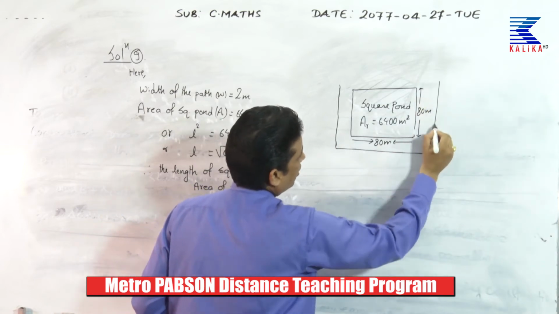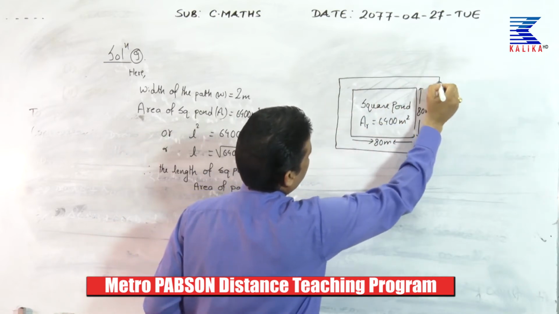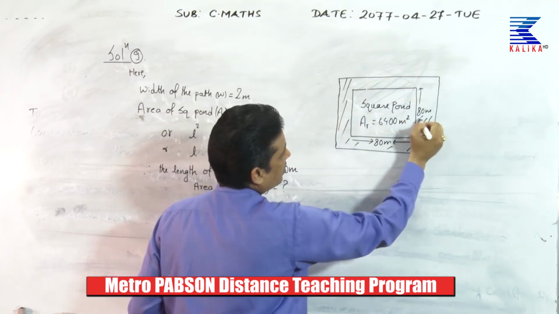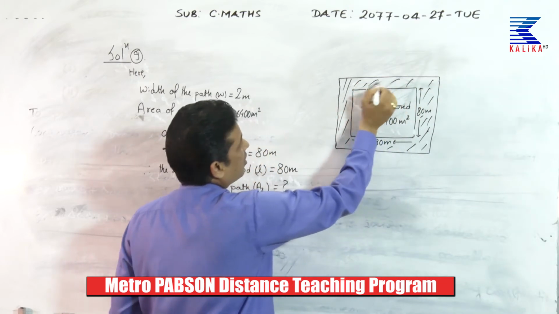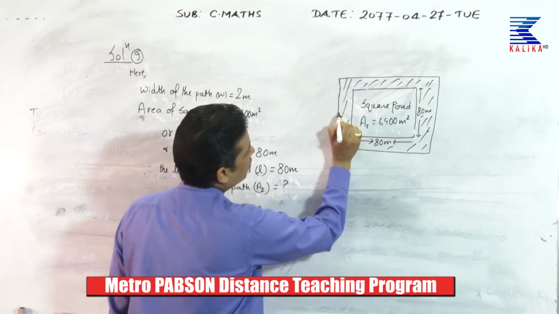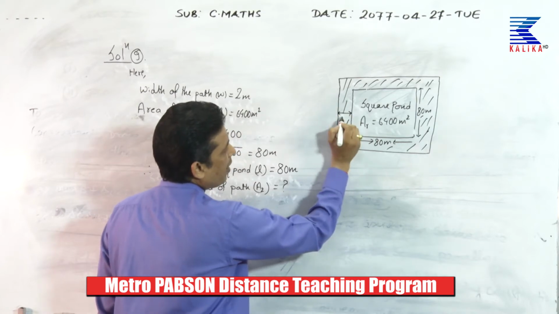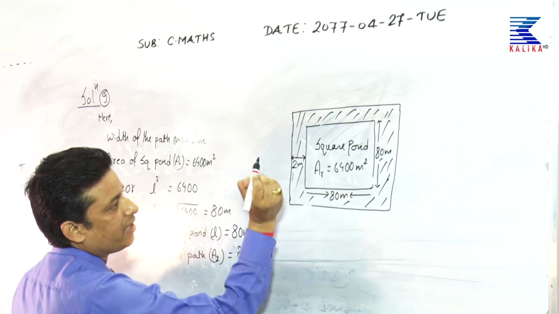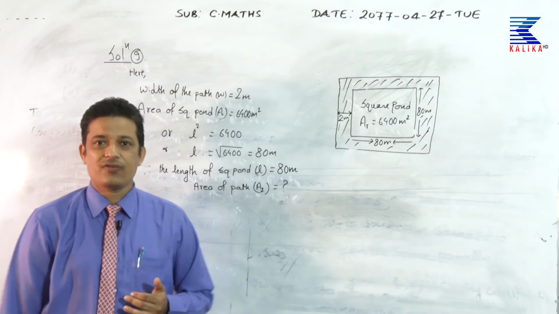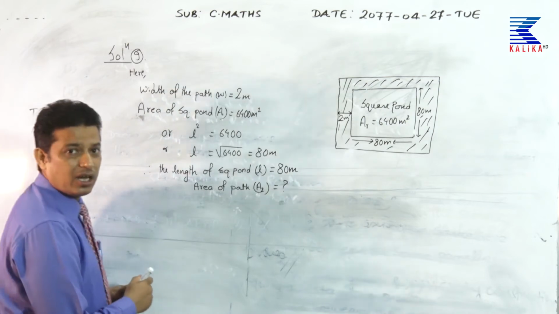So, this way, I hope you have understood what I am making. This is the outside one, I am setting it just now. This shaded portion represents the path, and dear students, this one is w, the width of the path, and it is given as 2 meter. Okay. So, this is the case of outside path. So, we are using the formula.